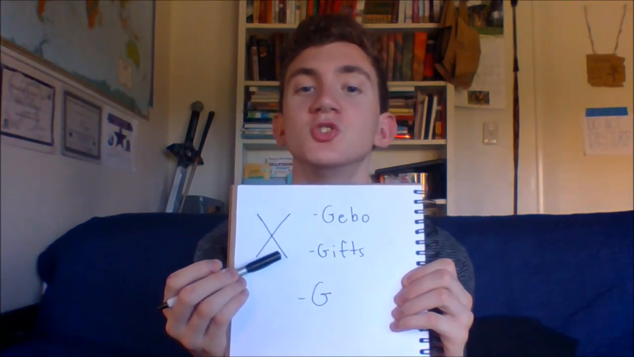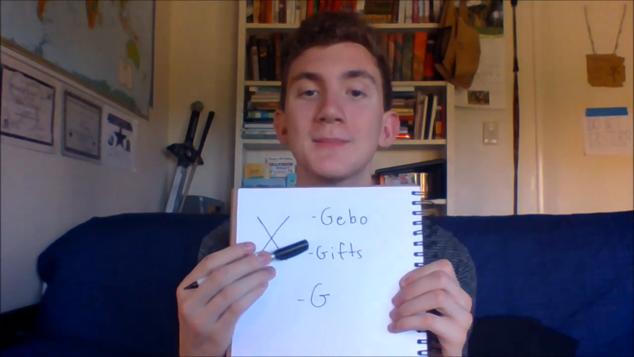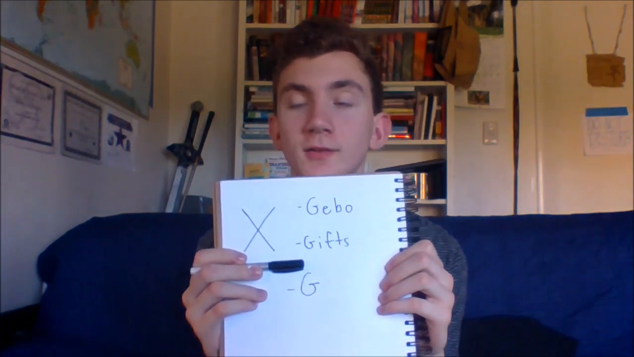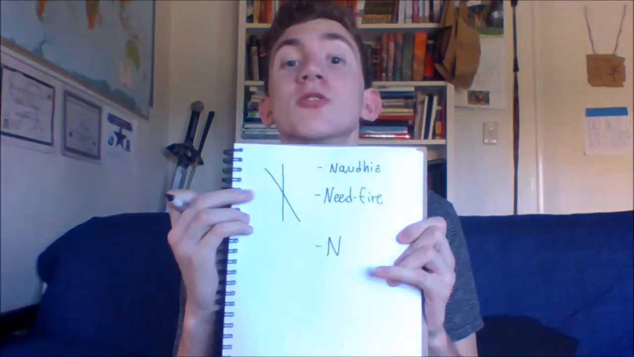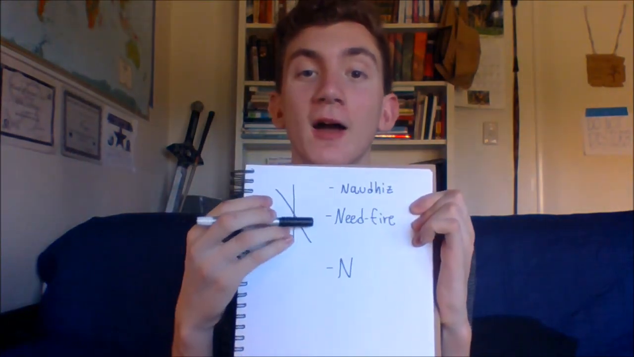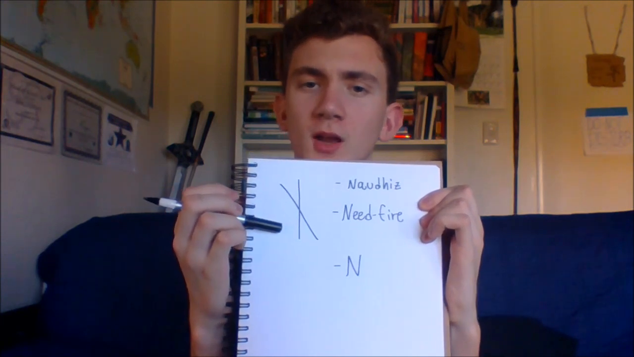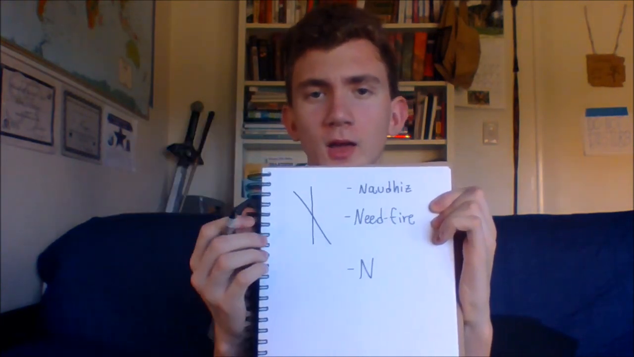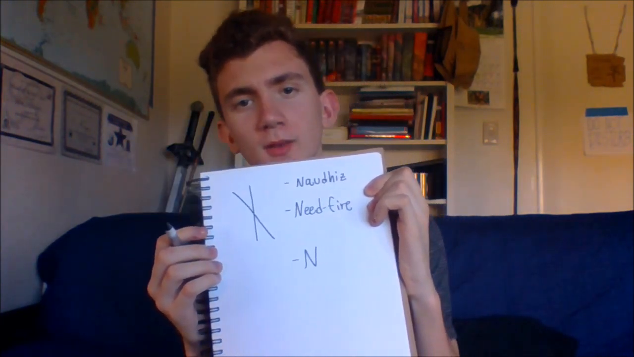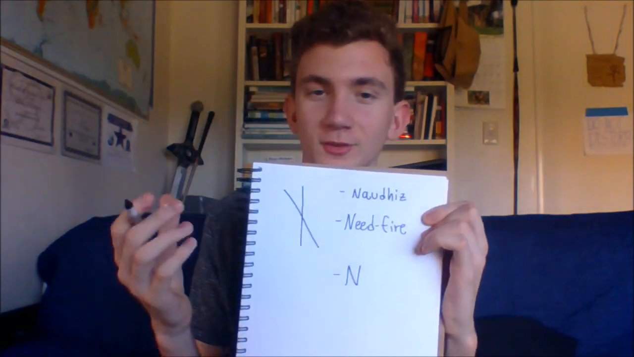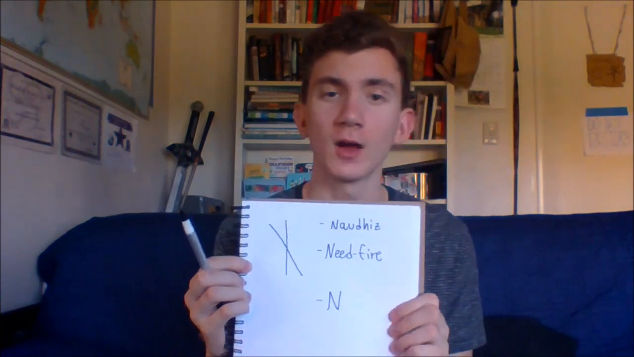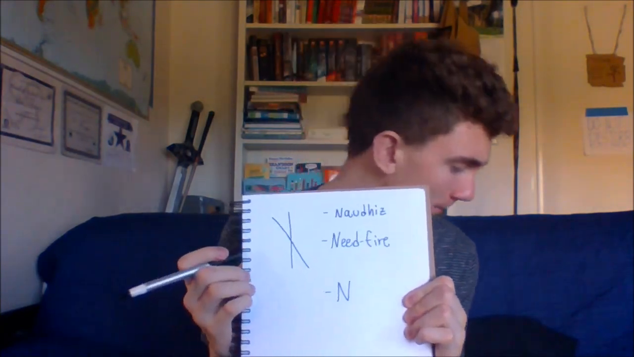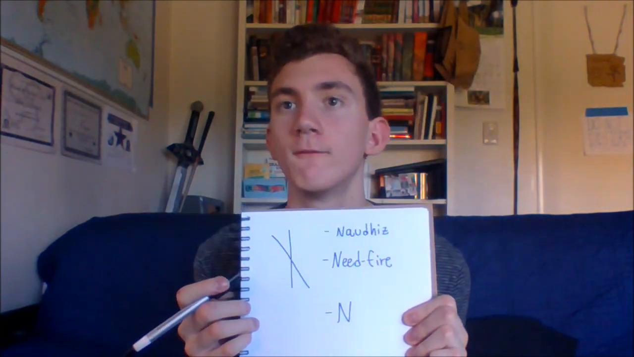This one is G, and it's Gebo, and it means gifts or abundance, or that of natural occurrence. Then you have Nauthiz, or need fire. That's the meaning, and this is what it looks like. It kind of looks like an X leaning a little to the side, that's what I always thought. And N is the English counterpart. The reason it's called need fire is because it's the symbolic fire of renewal.